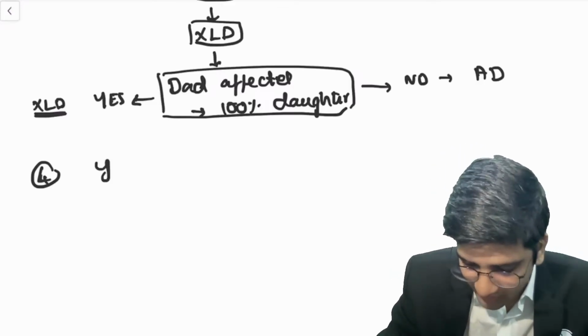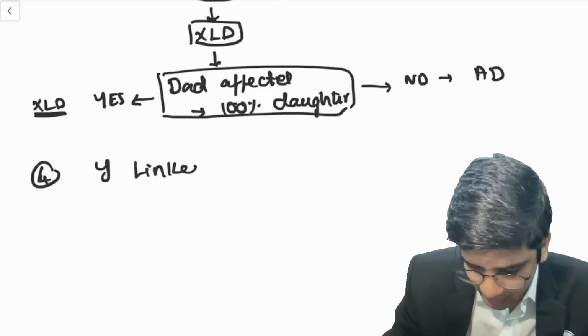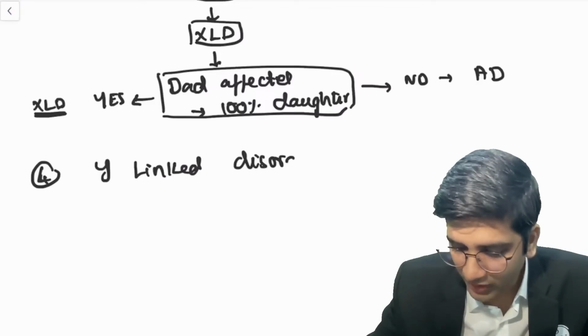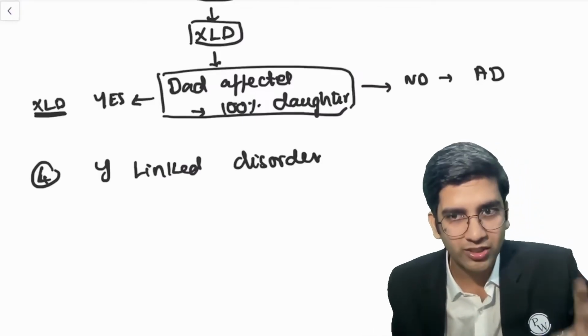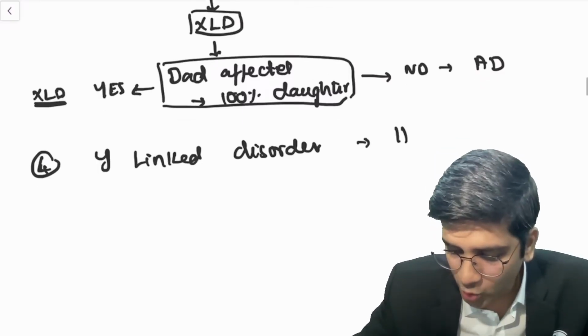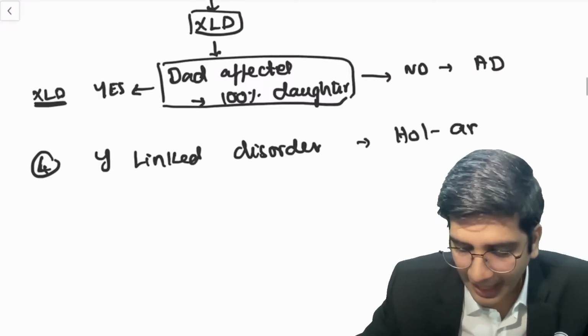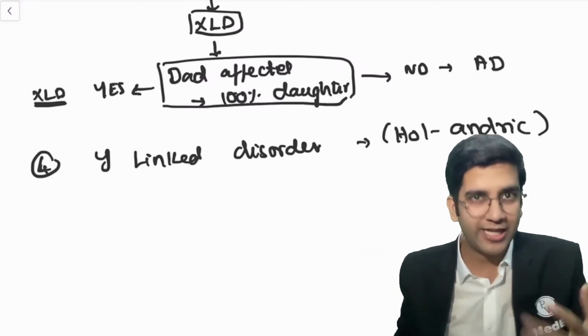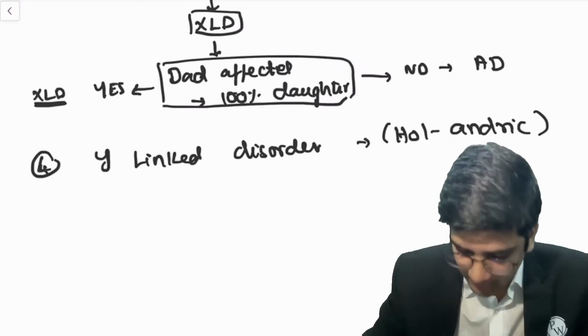I have to know about Y-linked disorders also. This came once in an exam. I'll tell you why I need not know Y-linked disorder. Y-linked is otherwise called holandric. Andric is men, holo is entire, right? Holo is entire and andric is men.